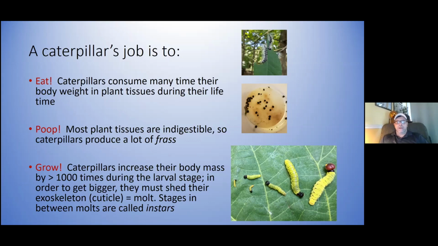And the stages in between the molts are referred to as instars, right? So on this little cartoon, if you count them going from smallest to largest, you can see there are 1, 2, 3, 4, 5, 6 instars in this particular species that's depicted, right? And so the instars are the stages between the molts, okay?